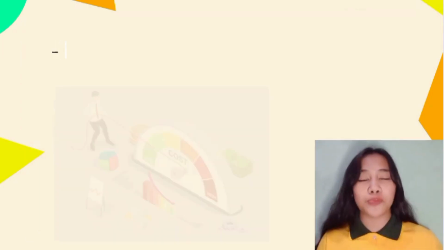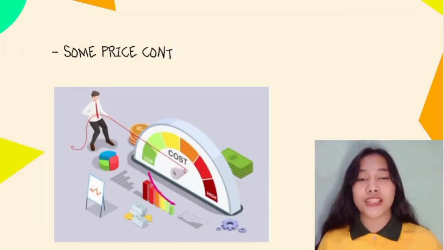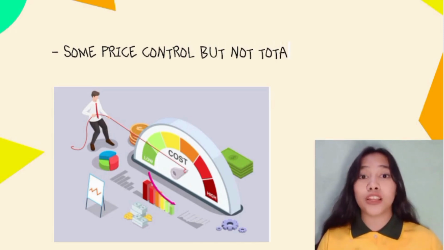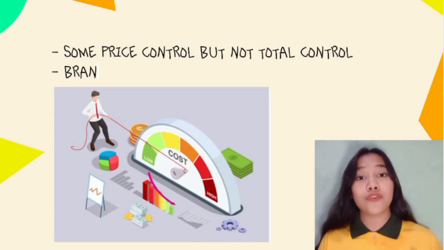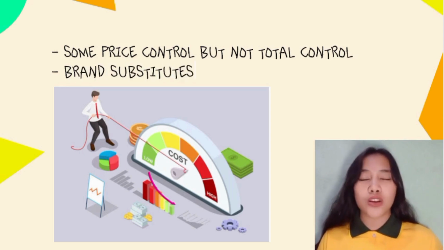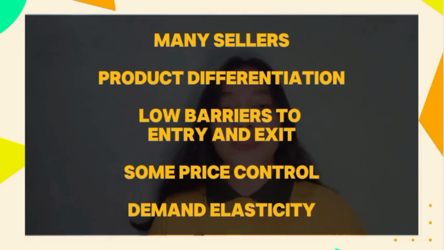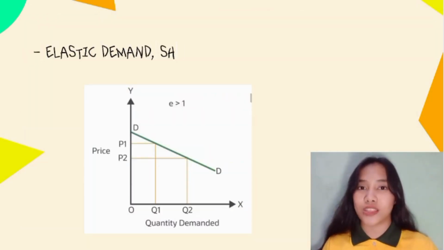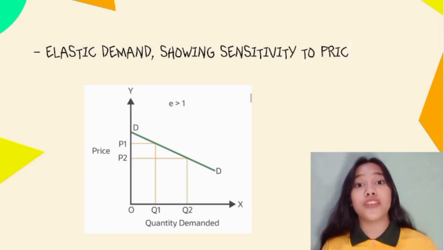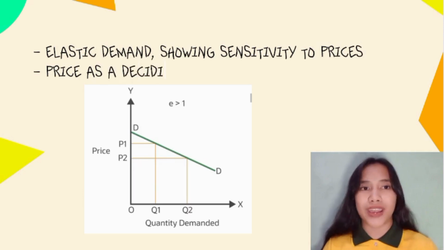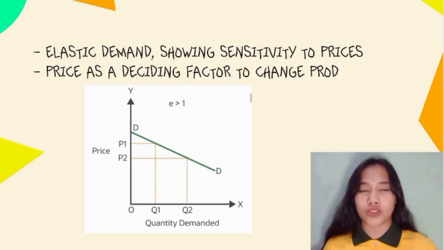The next characteristic is that it has some price control. Because of product differentiation, each company has some control over its prices, but not total control like a monopoly. If a company raises prices too much, customers might switch to competitors, which leads to another characteristic, which is demand elasticity. Demand is highly elastic in this type of market, meaning it is very responsive and sensitive to price changes, as it is usual for customers to change from one brand to another based solely on price increases.